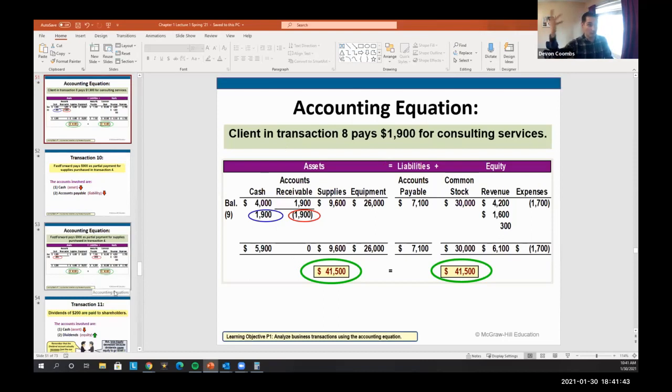You're going to need to memorize all these transactions and make sure you understand how they affect the accounting equation. What's challenging here? You need to know what an asset is, what a liability is, what the equity accounts are. Memorize those accounts. Asset accounts are what the company has, like cash, accounts receivable, supplies, equipment. Liabilities are what we owe: accounts payable, loans. Equity is what we have, what we've earned, or what our owners have given us. So that's our revenue, our expenses, our stock.